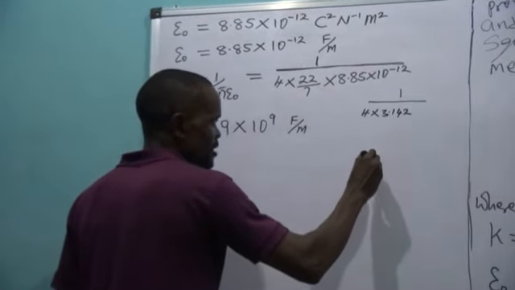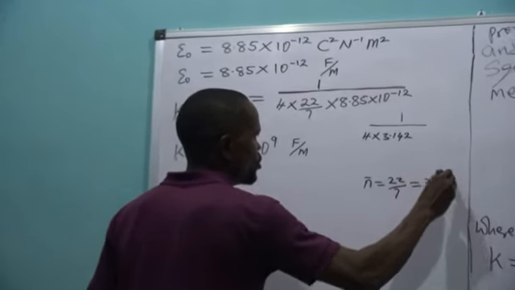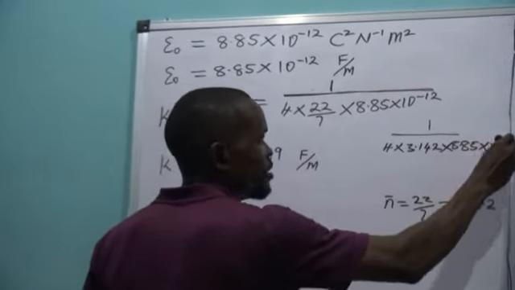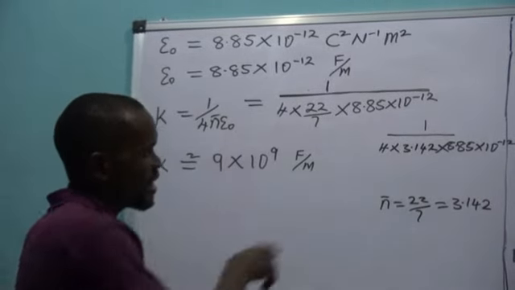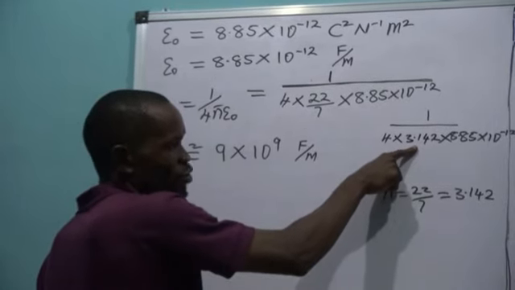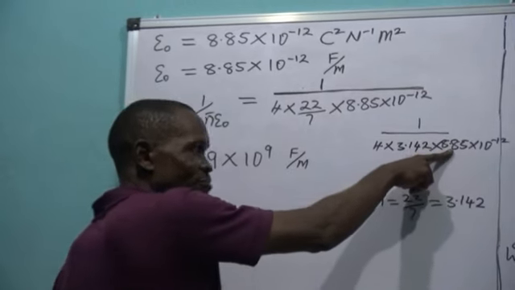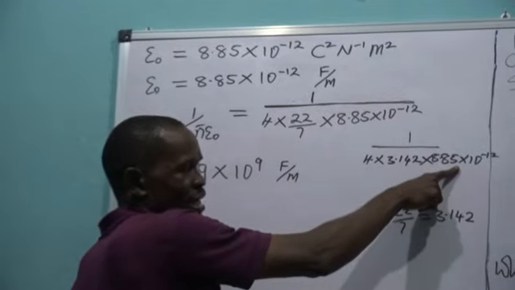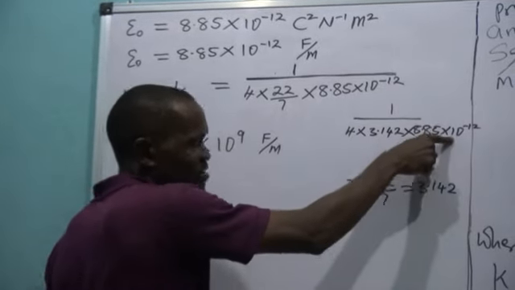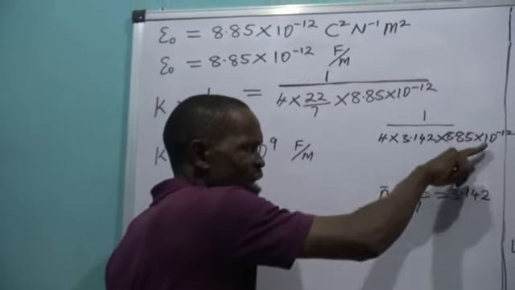We say pi is equal to 22 over 7 and approximately 3.142, times 8.85 times 10 raised to the power minus 12. Here, you can use your calculator. How do you do this in your calculator? Press 4 times 3.142 times 8.85. After you have pressed 8.85, press shift, then press log. You will see a small 10 appear. Press minus, then press 12.